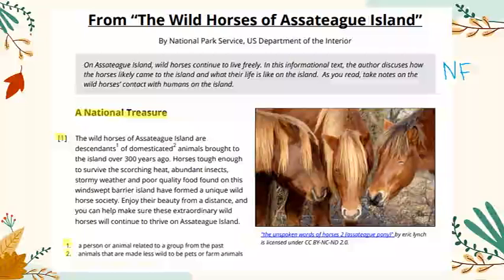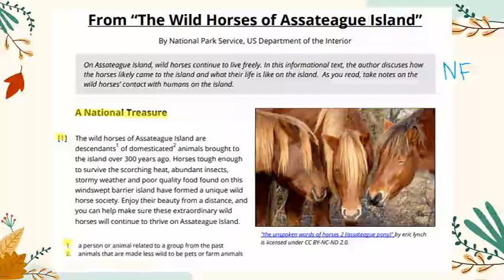So as we're reading and we're enclosing keywords in circles, one of the things I want to focus on is things that I can use to prove my answers, that I can use as evidence to answer my questions. So I'm going to gear my circles that way. All right, let's start with A National Treasure.